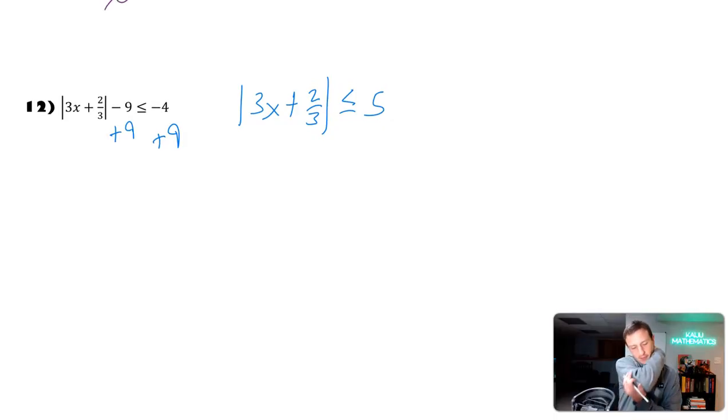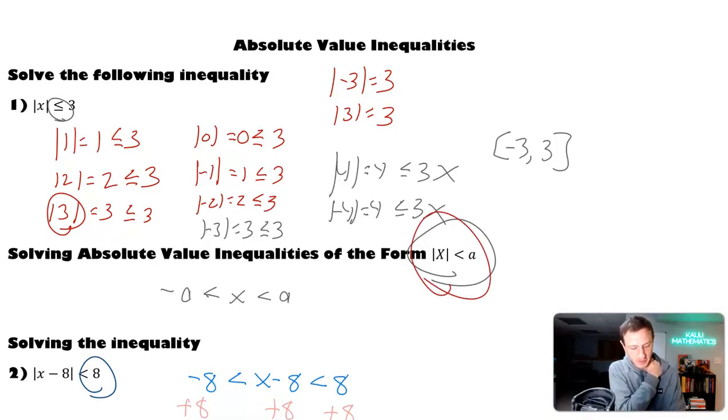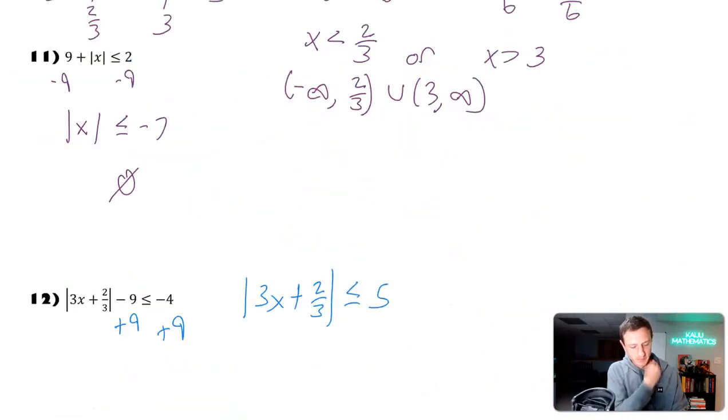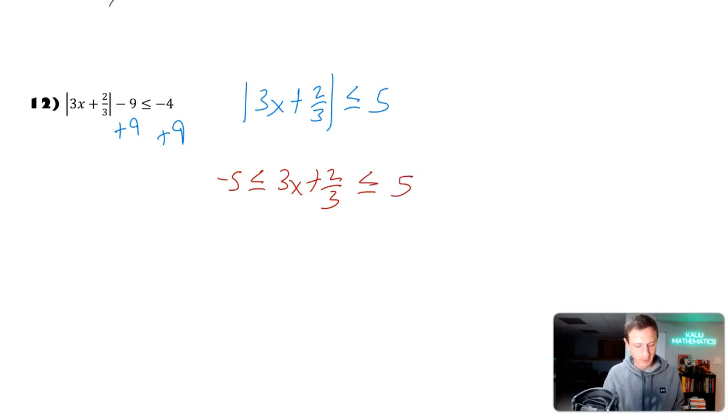So now we have the absolute value less than a number. So in the less than scenarios, what did we mention about less than scenarios? That is where we want to be locked between two values, negative a and a. So we're going to take negative 5 less than or equal to 3x plus 2/3, less than or equal to 5.